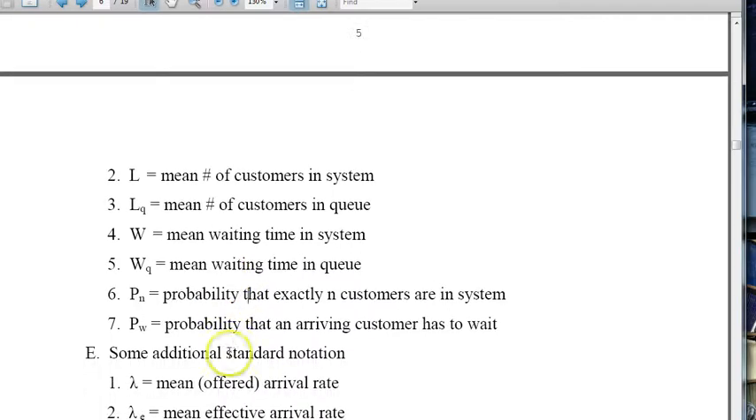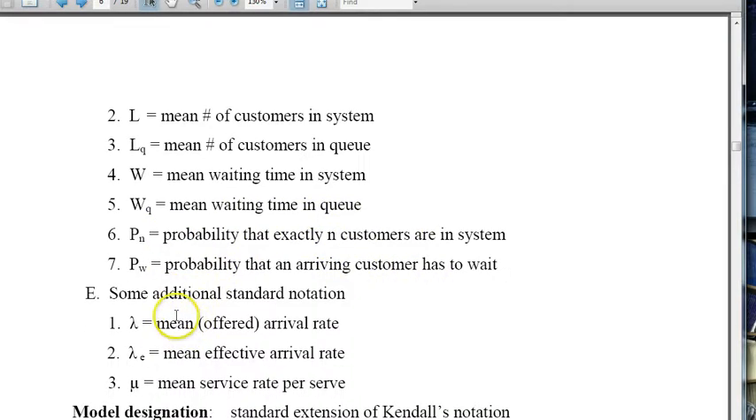And Pn is the probability that there are exactly n customers in the system. So if I calculate P0, P1, P2, P3, then I get the probability distribution of the number of customers in the system. Pw is the probability that an arriving customer has to wait. So that's the probability that a customer arrives and finds the server busy, right?